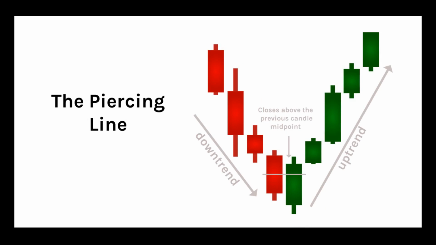The piercing line is a pattern made up of a long bearish candle, followed by a long green candle, occurring at the bottom of a downtrend. There's a gap between the closing and opening prices, with the closing of the second candle more than halfway up the bearish candle's body. The beginning of the period looks very bearish. However, the buying pressure increases throughout the candle, indicating the bulls are interested in buying at the current price.